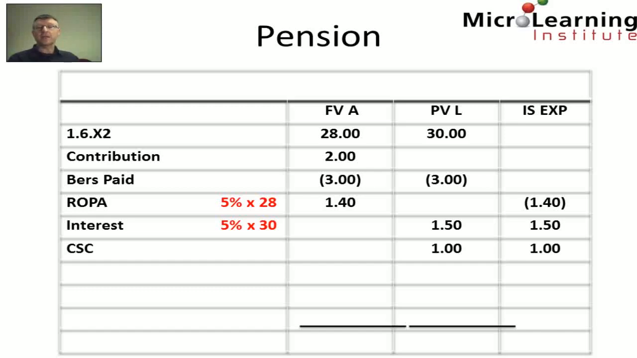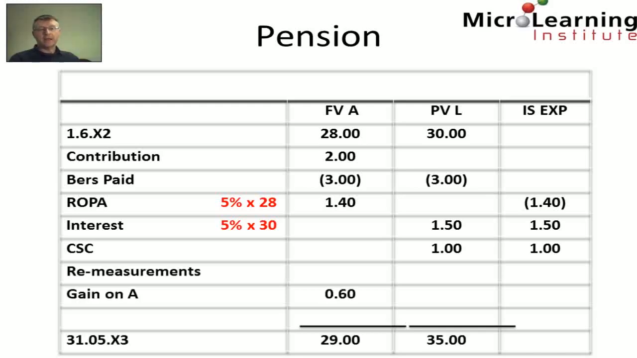The service cost of $1 million increases the present value of the liabilities and is also recognized as an expense to P&L. And remeasurements now. There's a remeasurement gain on the assets as a balancing figure to give us a closing fair value of assets of $29 million. So the remeasurement gain on assets is 0.6 of a million, and a remeasurement loss as a balancing figure on the present value of liabilities of 5.5 million, giving us a net remeasurement loss or expense of $4.9 million.